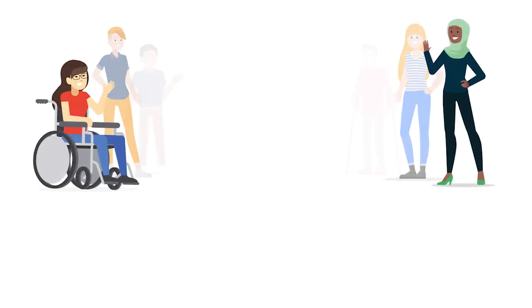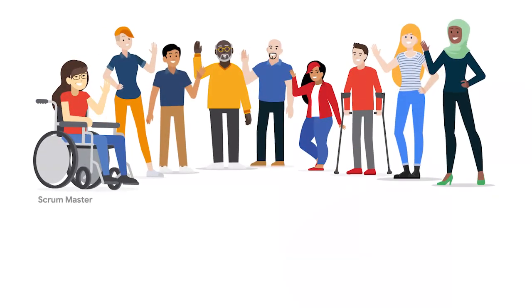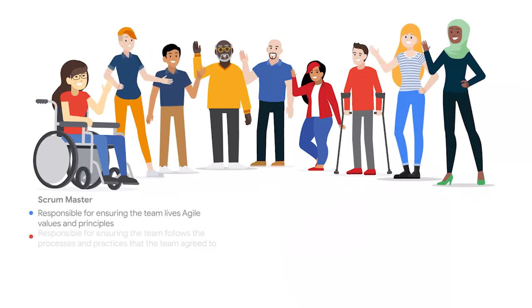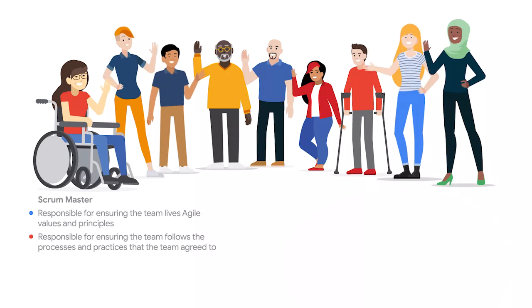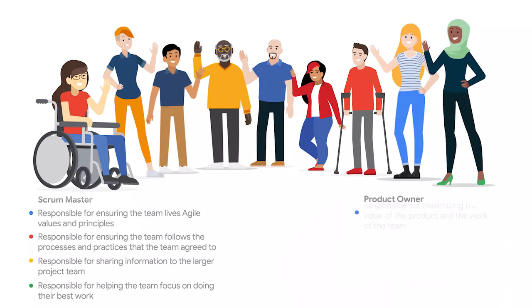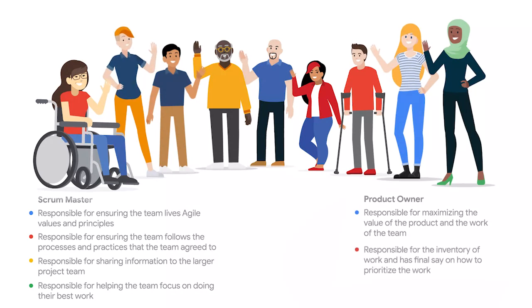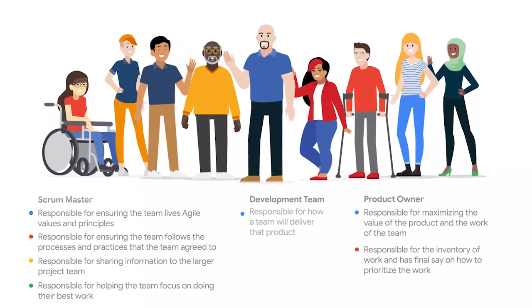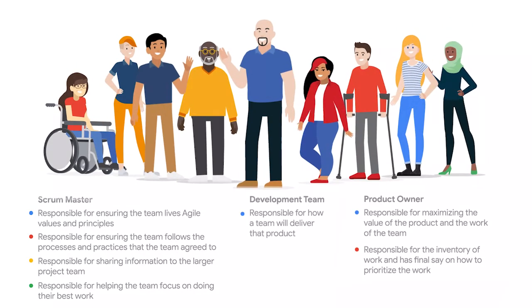Next are the roles, the first of which is the Scrum Master. This role is responsible for ensuring that the team lives Agile values and principles, follows the processes and practices that the team agreed to, sharing information to the larger project team, and they also help the team focus on doing their best work. The other notable role in Scrum is the product owner, who is responsible for maximizing the value of the product and the work of the team. The product owner owns the inventory of work and has the final say on how to prioritize the work. And the development team is responsible for how a team will deliver that product.